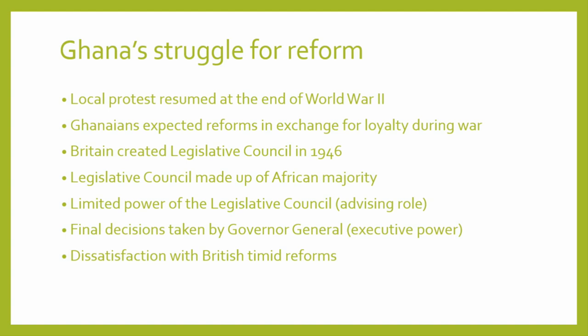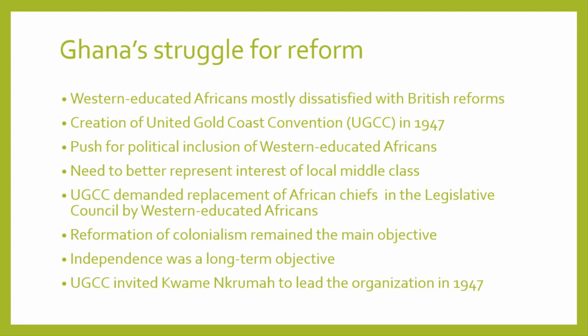The second problem, from the perspective of some Ghanaians, is that most of the people represented here are the native authority, the traditional chiefs and so on. For the Western educated middle class, that is a problem. And it's in this light that we are going to see the formation in 1947 of the United Gold Coast Convention, which is a movement, an elitist movement in some ways.